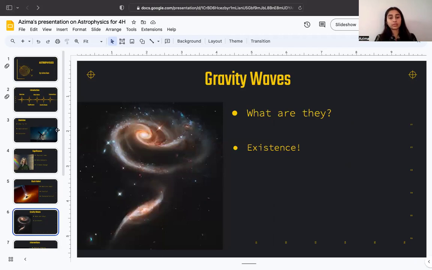Gravity wave. This is a gravity wave. A gravitational wave is an invisible yet incredibly fast ripple in space. Gravitational waves travel at the speed of 186,000 miles per second. These waves can squeeze and stretch anything in their path as they pass by.